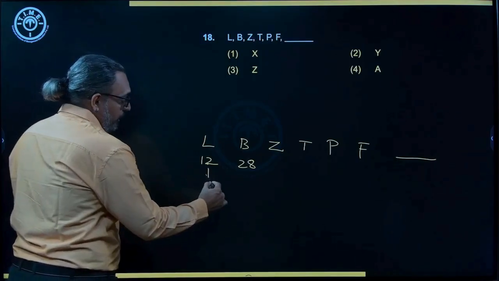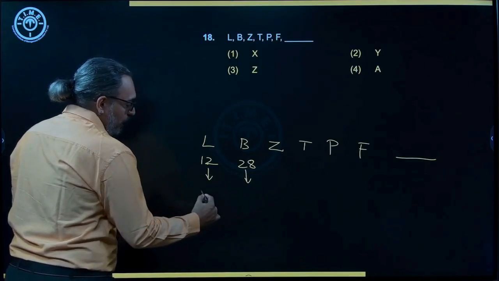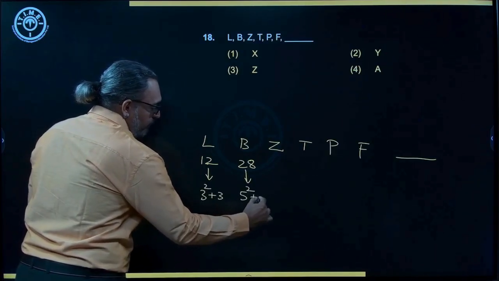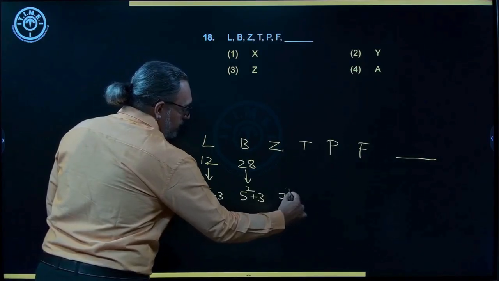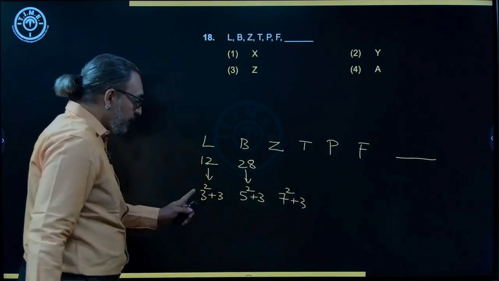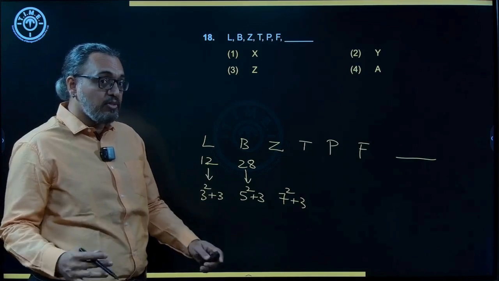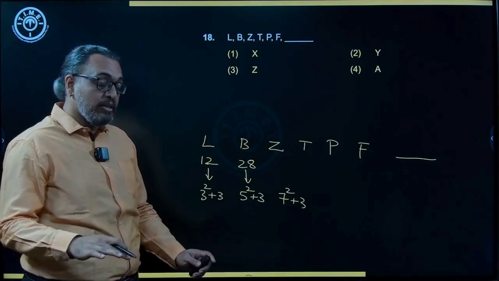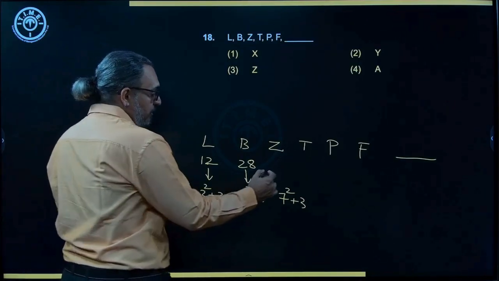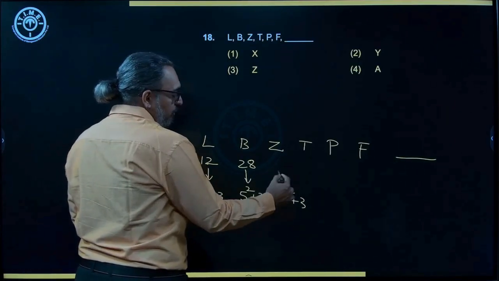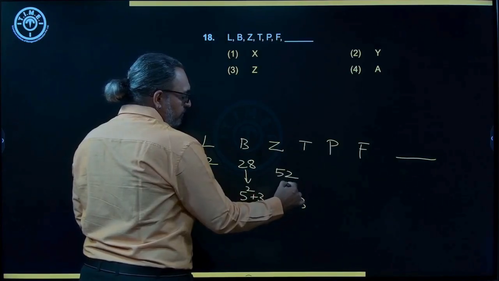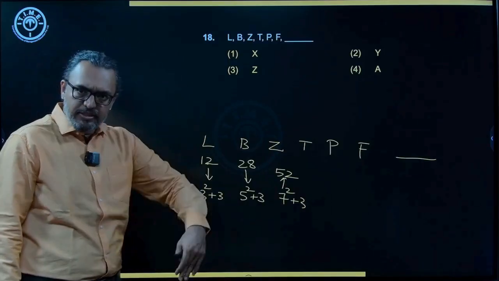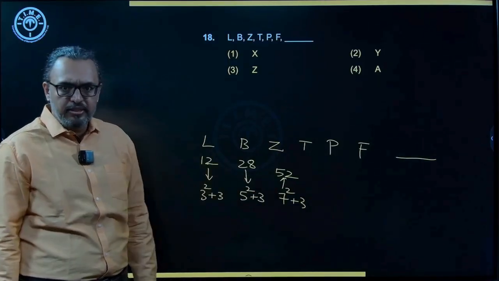So I can write this 12 as 3 square plus 3. Correct. So this is 5 square plus 3. Then if I take the next as 7 square plus 3, because now I will still consider them as odd numbers. 3, 5, 7 are odd numbers, they are prime numbers also. So if I consider them as odd numbers, this is 49 plus 3, 52. I know 52nd alphabet is also Z. 26 is Z, another 26 you add, that is Z.